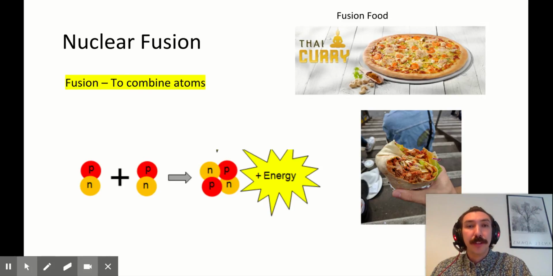So I remember fusion because fusion foods are like a combination of two different cultures of foods. So an example is Thai curry pizza. It's like a fusion of pizza and Thai food. You've got the kimchi burrito, which is like a fusion of Korean food and Mexican food. So fusion is like a combination of things.